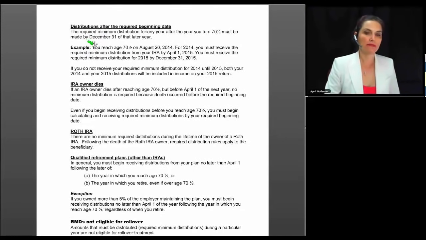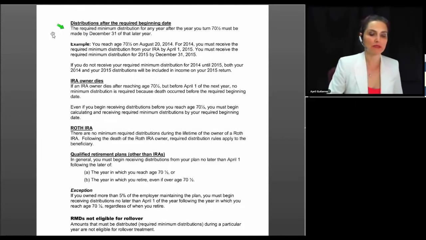Distributions after the required beginning date. The required minimum distribution for any year after the year you turn age 70 and a half must be made by the end of that year.